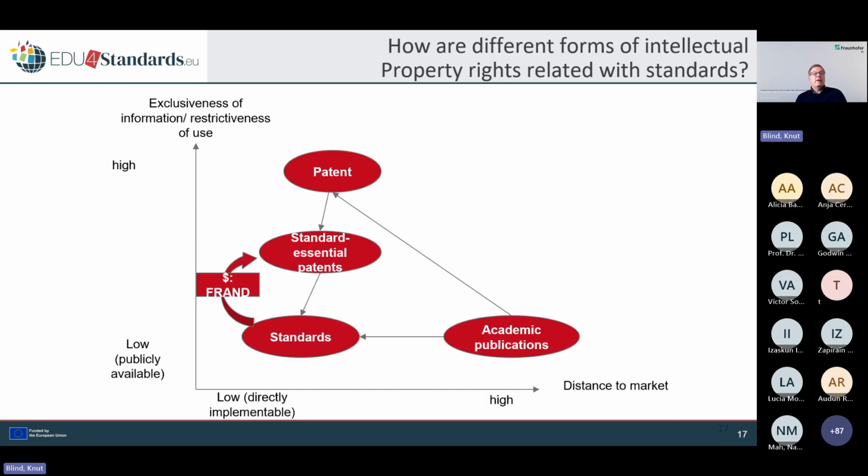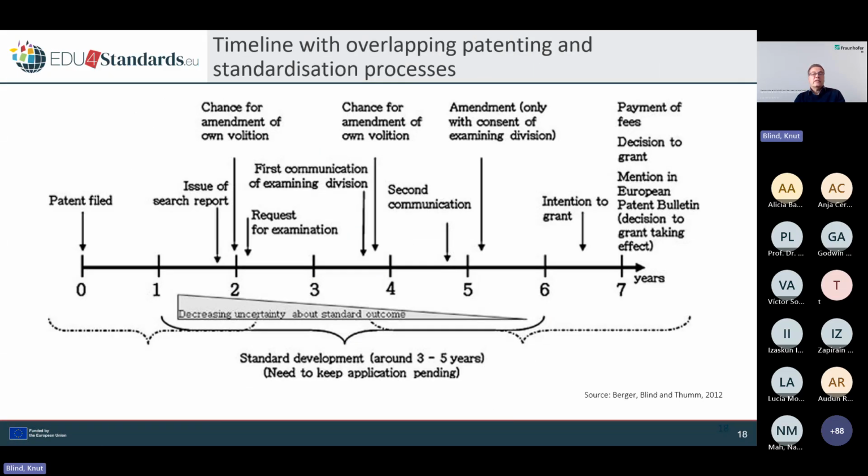Now, when you are getting closer to the market, patents become more important, and standards are created in order to be implemented in practice. Therefore they should be directly implementable, and also they are not exclusive. But the tension starts with referencing patents which are relevant for the implementation of standards, and we call these patents standard essential patents. And here the issue is what kind of payments, royalty and licensing schemes come into play. And here the term FRAND shows up. I will explain later what this means. That means here you already see there's a tension.